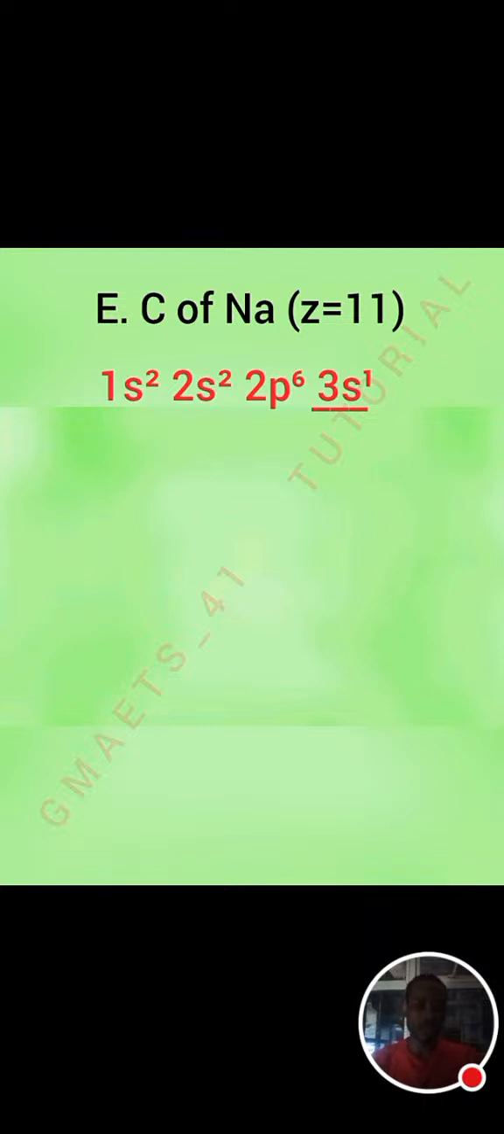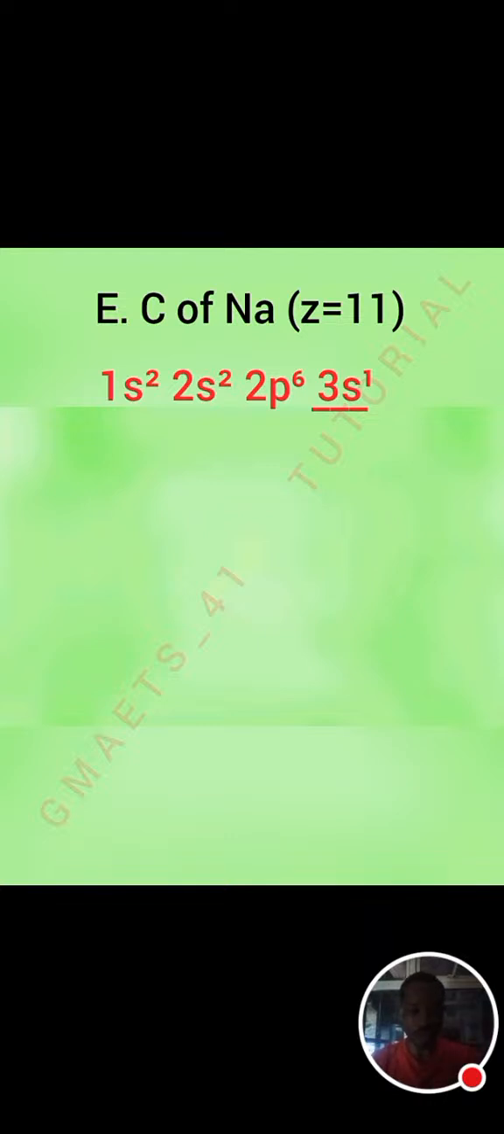Are you following? You notice that that subshell is s, and that is where the last electron entered. Does that make sense? Now look at the number attached to that s, raised to the power 1. That power 1 is the number of electrons. So you have 1s2, 2s2, 2p6, 3s1. All those powers simply are the number of electrons.